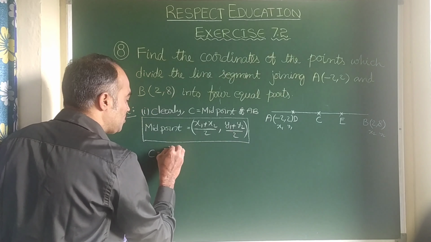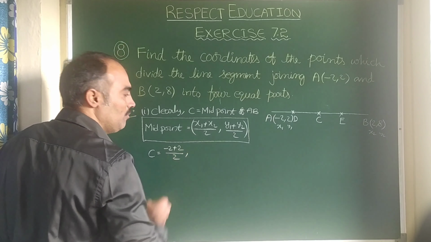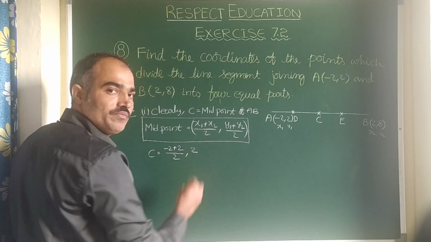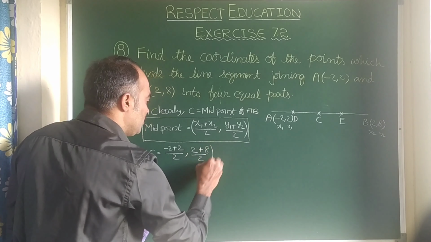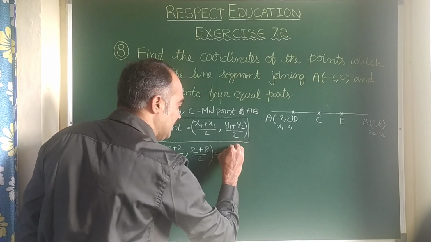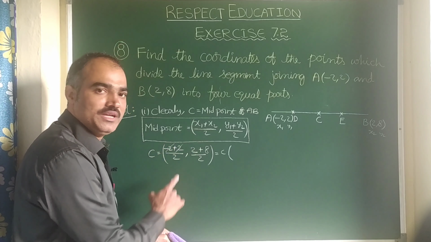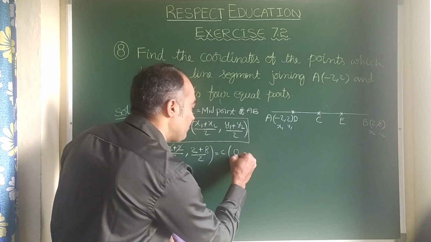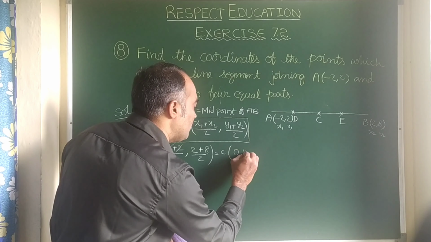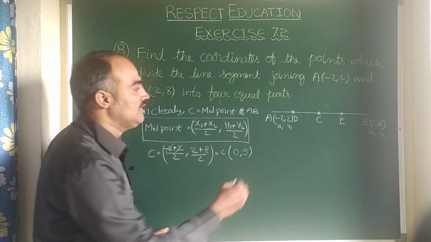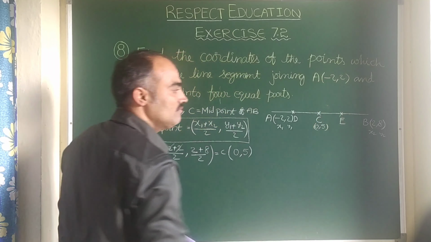x1 means -2, plus x2 is already 2, by 2, comma y1 is 2, plus y2 is 8, by 2. So on simplification we get C: -2 plus 2 get cancelled, so it is 0. 0 by 2 is 0, right? 2 plus 8 is 10. 10 by 2 is 5. So now we got C as (0, 5). So this C is (0, 5), right?